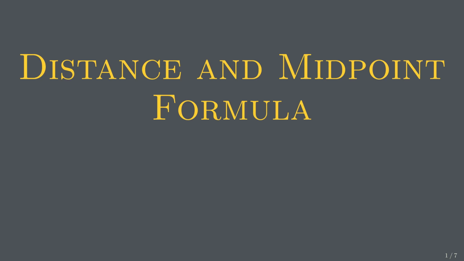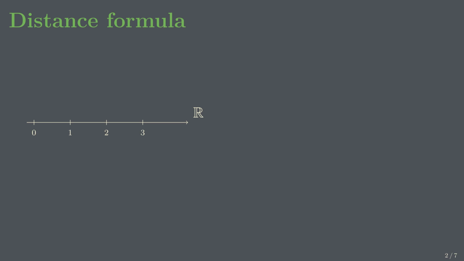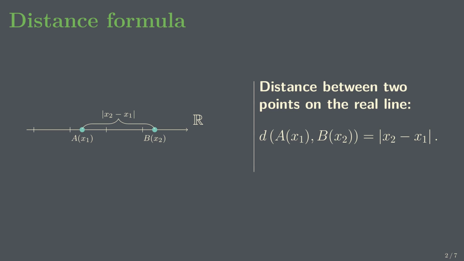This video will talk about the distance and midpoint formula. So we first talk about the distance formula for points on the real line. Given two points A and B with coordinates x1 and x2, the distance between these points is defined by the absolute value of the difference between x1 and x2. Meaning that the distance from A to B is the absolute value of x2 minus x1.